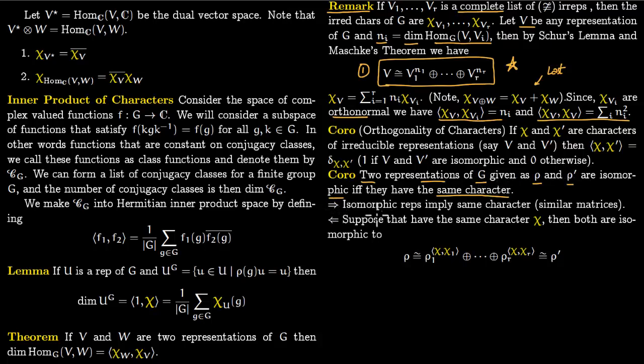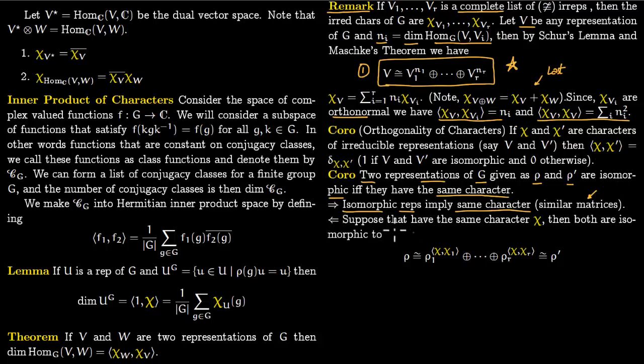First, in this direction, we already know that isomorphic representations have the same character, because you land up with similar matrices, which will give you the same character. This we have proven in a previous lecture. Now we are working in the opposite direction.